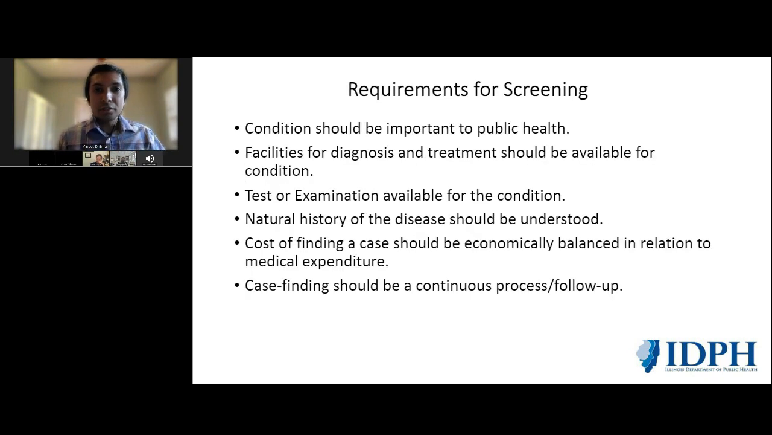So just some general requirements of newborn screening. The condition should be important to public health. There should be facilities for both diagnosis and treatment for each of the conditions. There should be a test or examination that's available for that condition. The natural history of the disease should be pretty well understood and well cited in the literature. The cost of finding a case should be economically balanced in relation to the medical expenditure required, and case finding should be a continuous follow-up process after screening of the children and babies is conducted.